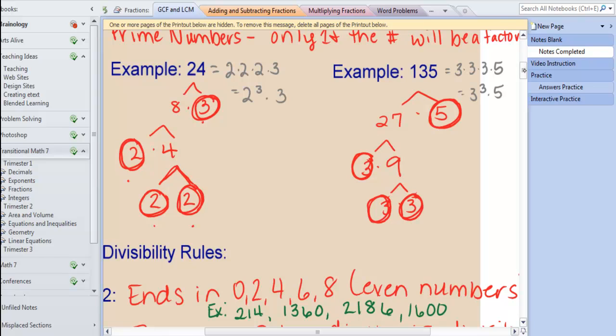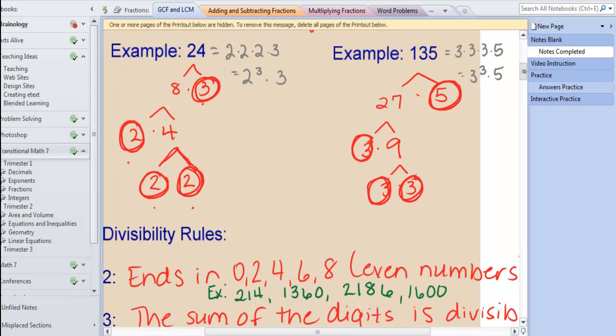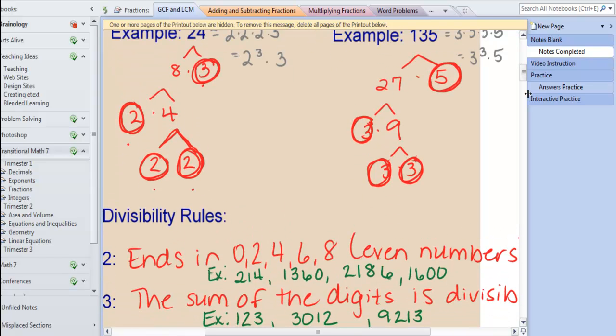3, do you remember? Add up all the digits, and if they're divisible by 3, then 3 will divide into it. For example, 123, those digits add up to equal what? 1 plus 2 plus 3 is 6. So we know 3 will go into it. And there's some other examples.